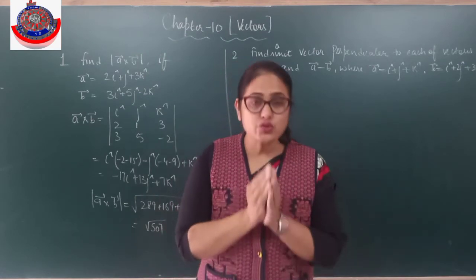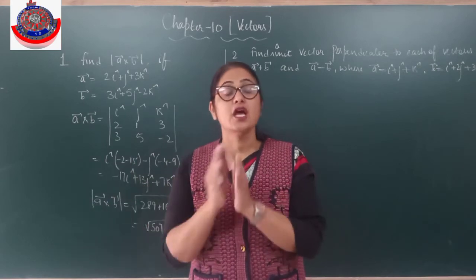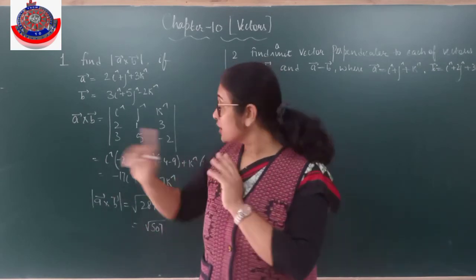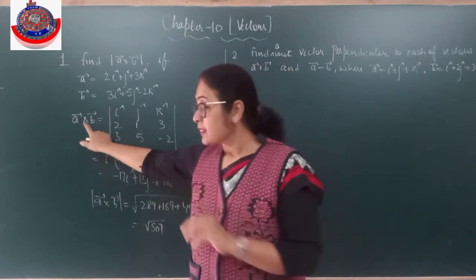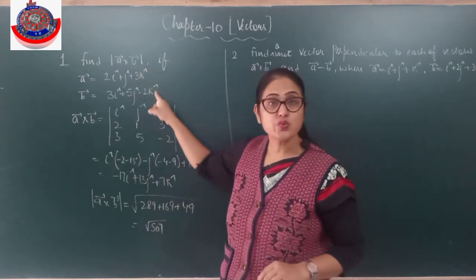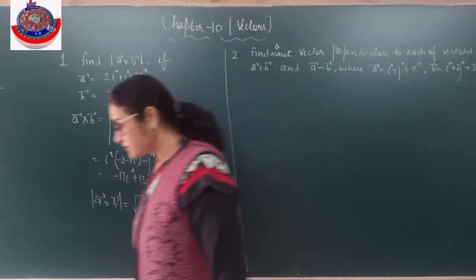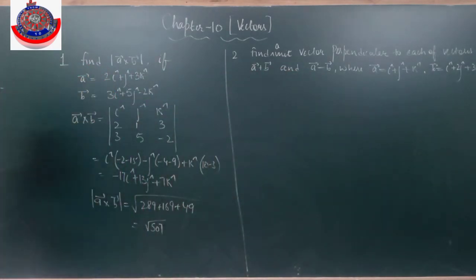So whenever they ask you to find the mutually perpendicular vector to any of two vectors, we always find its cross product. Cross product से जो आंसर आता है, that will always be perpendicular to these two vectors. We can check. कैसे check कर सकते हैं? Suppose यहीं से check कर लेते हैं.